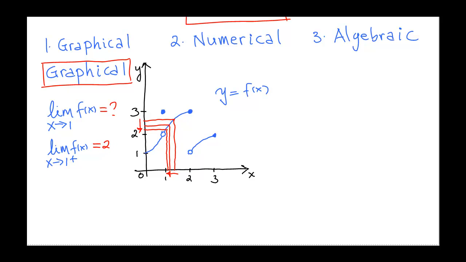And similarly, the limit of f of x as x approaches 1 from the left side, using a similar approach, when x is here, the y value is like that. So therefore, as x gets closer to 1 from this side, the y value gets closer and closer to 2. So therefore, this is 2. So from this, we conclude that the limit of f of x as x approaches 1 is 2.